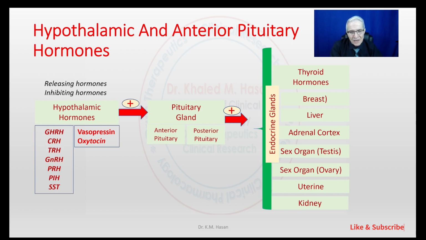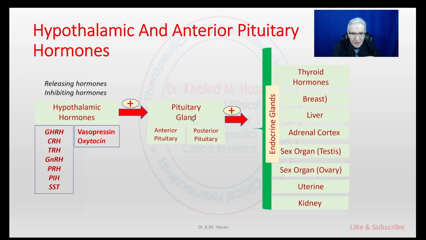We need to remember that the hypothalamus is the place where vasopressin and oxytocin are synthesized and released. So we have two main hormones released from the hypothalamus: vasopressin and oxytocin. These two hormones are stored in the posterior pituitary lobe. Please remember that vasopressin and oxytocin are released from the hypothalamus and stored in the posterior pituitary lobe.